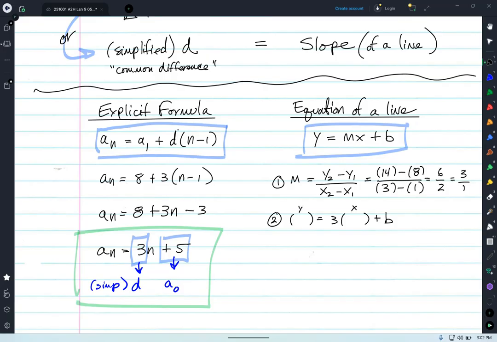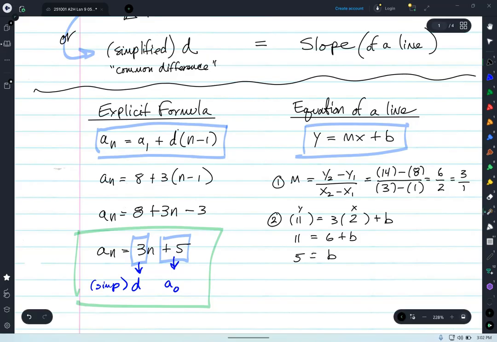Now, if we have a line that connects all of the x's and y's, all we have to do is pick any point on the line and use the x and the y coordinates for that point. So, like, I used 3, 14 and 1, 8. Let's use 2, 11. So that means I'm going to put the 2 here and the 11 here, and then I'm going to solve for b. Easy. 11 equals 3 times 2, which is 6, plus b. Minus 6 from both sides, and what do you get? 5 equals b.